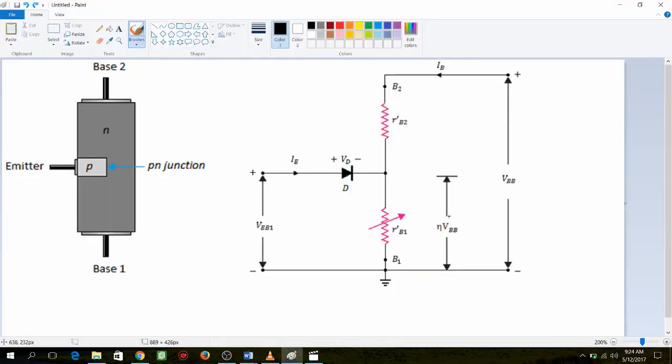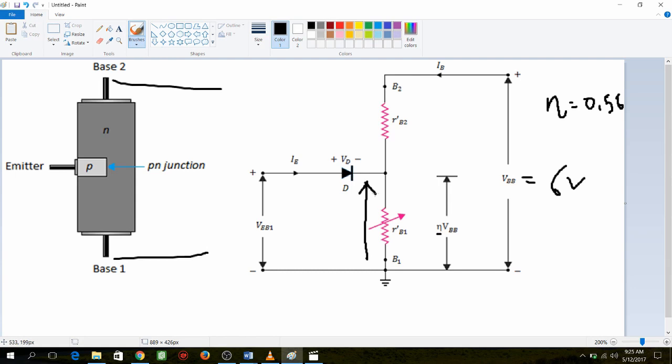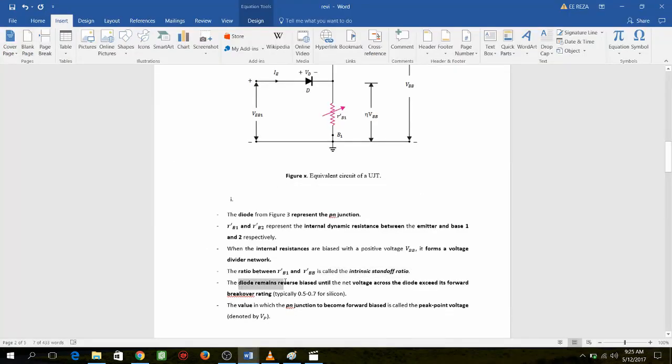Now why is this important? The manufacturer gave us the eta value here. For example, we have an eta value of 0.56. Let's say I am biasing my UJT with 6 volts. For example, 6 volts multiplied by eta, I will get 3.36 volts here. Now why is this important? Because the diode will remain reverse biased until the net voltage across the diode exceeds its forward breakover rating.